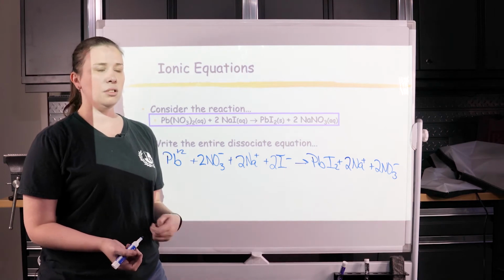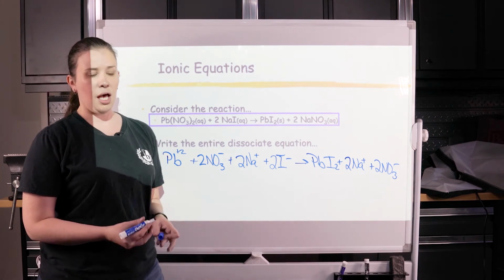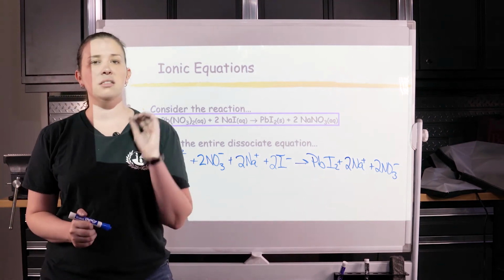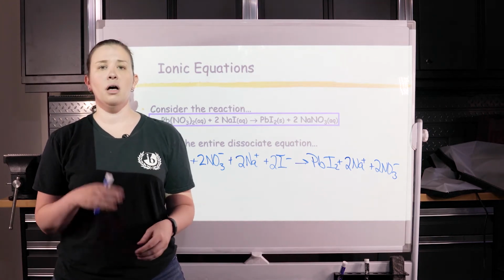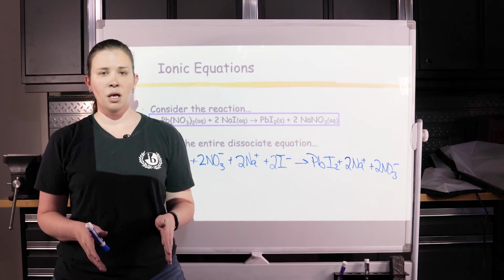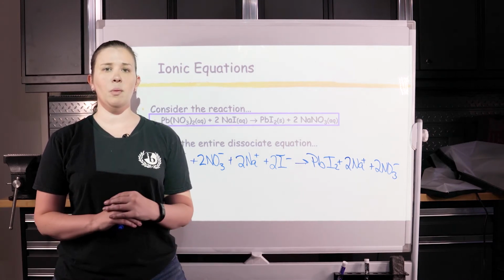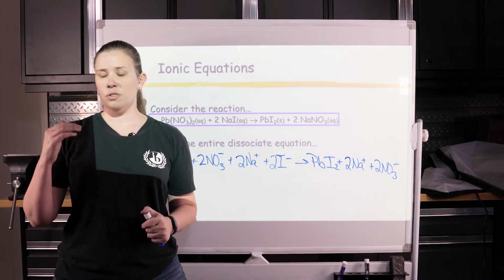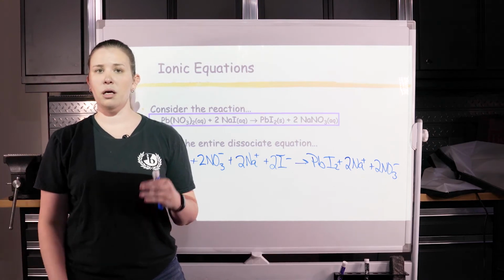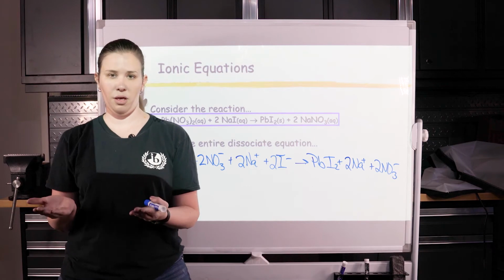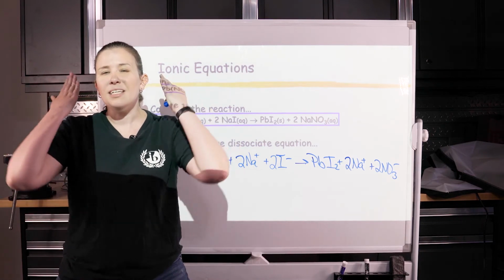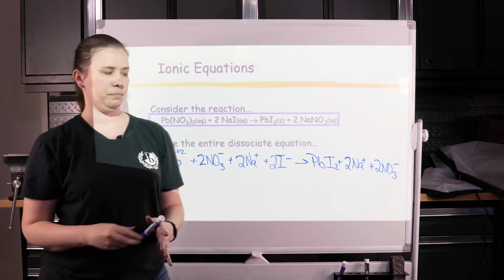So I'm interested in what doesn't change. I need to find something that is exactly, I can't stress this enough, exactly the same on the reactant side and the product side. Same exact phase, same exact charge. For example, a hydrogen molecule would not cancel with a hydrogen ion. Two different things. I want to find two things that are exactly the same.